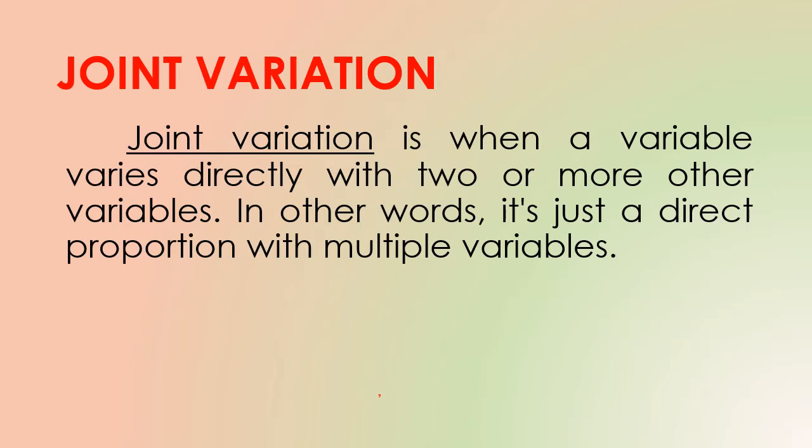So joint variation. Joint variation is when a variable varies directly with 2 or more other variables. In other words, it's just a direct proportion with multiple variables. Para lang din siyang class direct variation, pero with multiple variable or mas marami siyang variable.